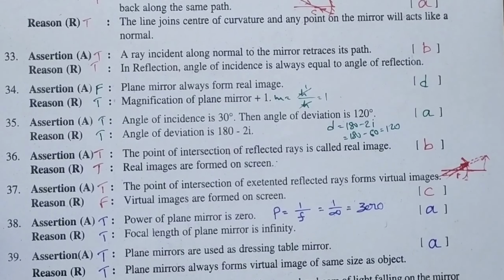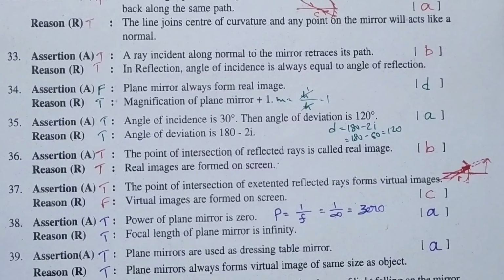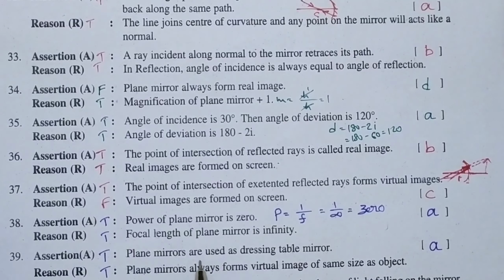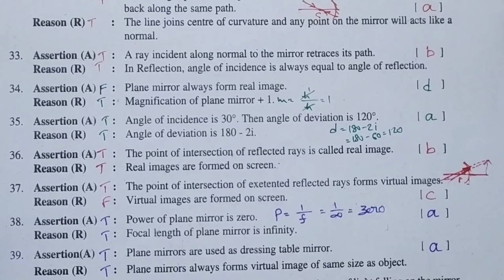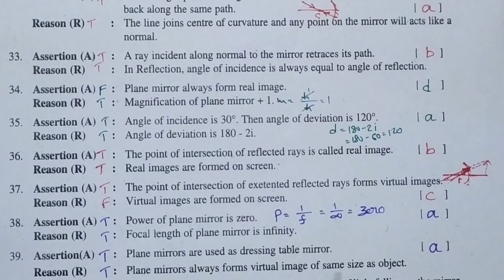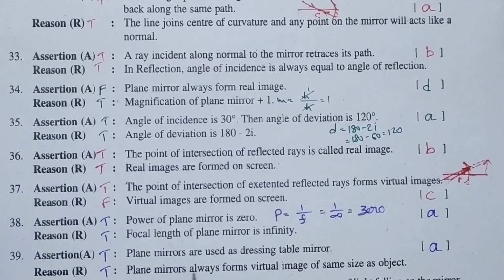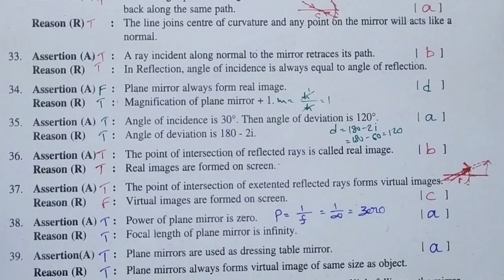So here I would like to repeat question number 39 again. Plane mirrors are always used as dressing table mirrors. So that is true. We use plane mirrors as dressing table mirrors. Plane mirrors always form a virtual image of the same size, so we can see our height as it is. That is the reason we use a plane mirror. So both are true, and R is the correct explanation of A. That's why option A is true.